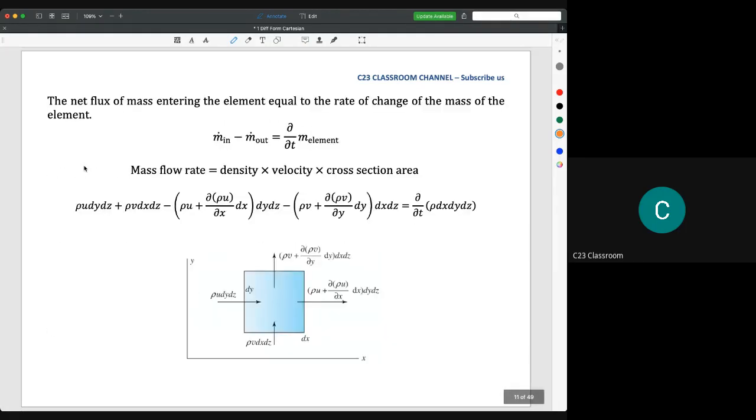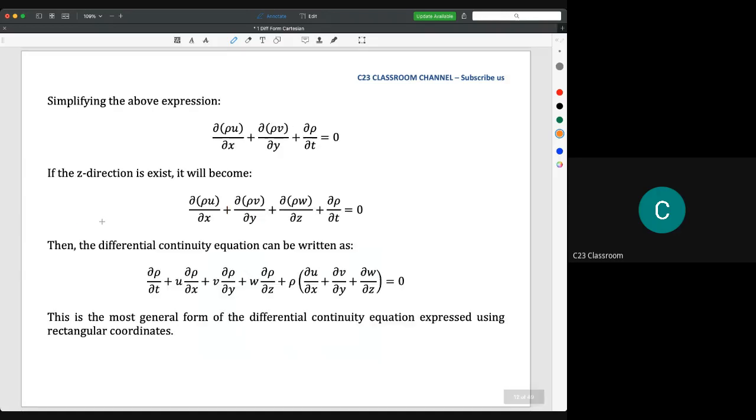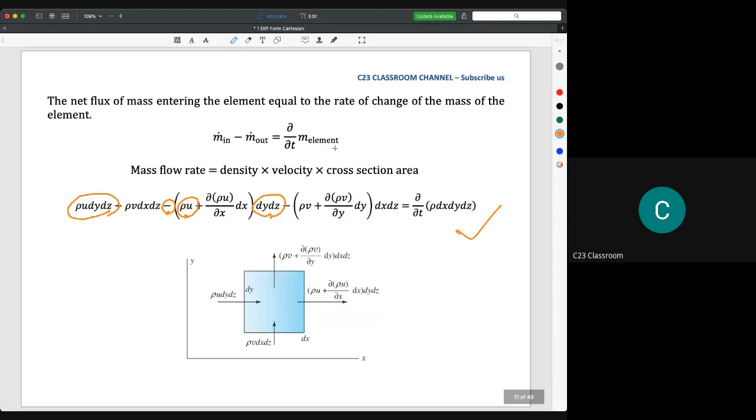I hope you could do this at home because it is quite simple. The basic idea is that you have rho u here multiplied with dy dz. So this minus here could cancel this value, and then you could solve everything. By simplifying the terms, you could get this one. To get the zero here, you take this term to the left hand side.